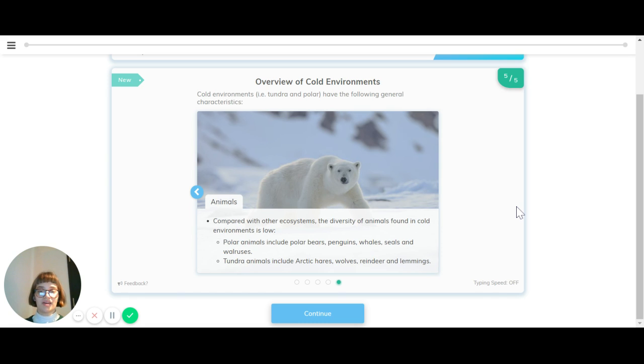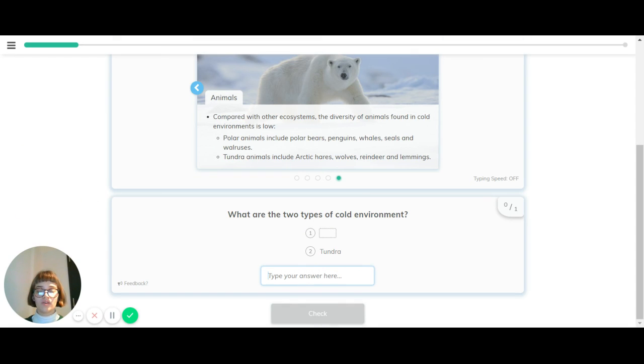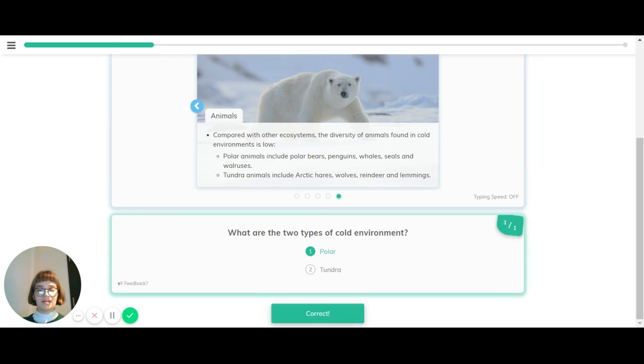Animals. Compared with other ecosystems, the diversity of animals found in cold environments is low. Polar animals include polar bears, penguins, whales, seals and walruses. Tundra animals include Arctic hares, wolves, reindeer and lemmings. What are the two types of cold environment? The answer is polar and tundra.